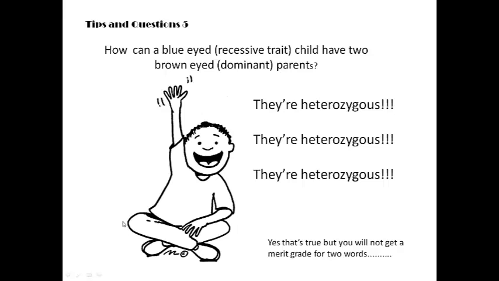Next question you often get is how, for example, how can a blue-eyed recessive trait child have two brown-eyed parents, which is the dominant trait? And I know you're all sticking your hands up yelling, they're heterozygous, they're heterozygous. Yes, well, that's true, but nobody's going to give you a merit grade for saying two words. This is what you need to cover.